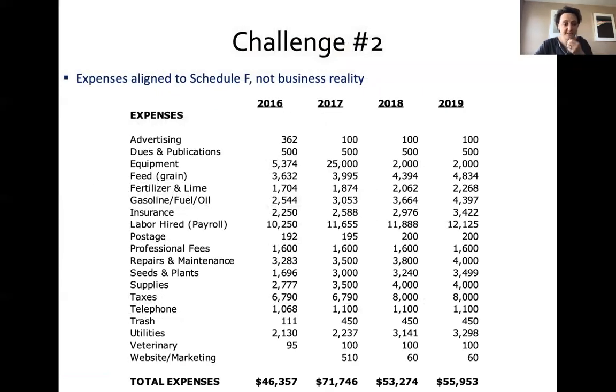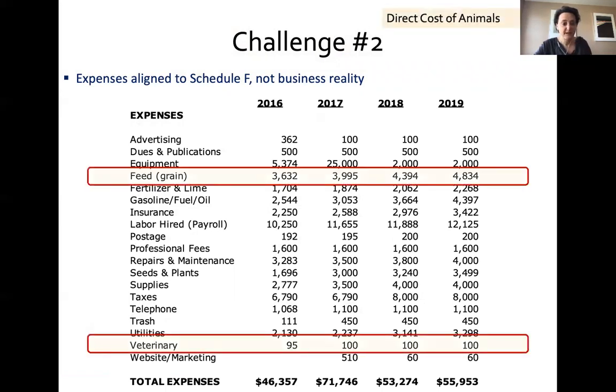Likewise, our expenses are aligned to the Schedule F, but not necessarily to the business reality. So we have feed, which is a direct cost of raising animals. We have veterinary expense, also a direct cost of raising animals. Feed is up here, veterinary is down below. Again, we can add it up to understand our total cost of animals, but it's an extra step.